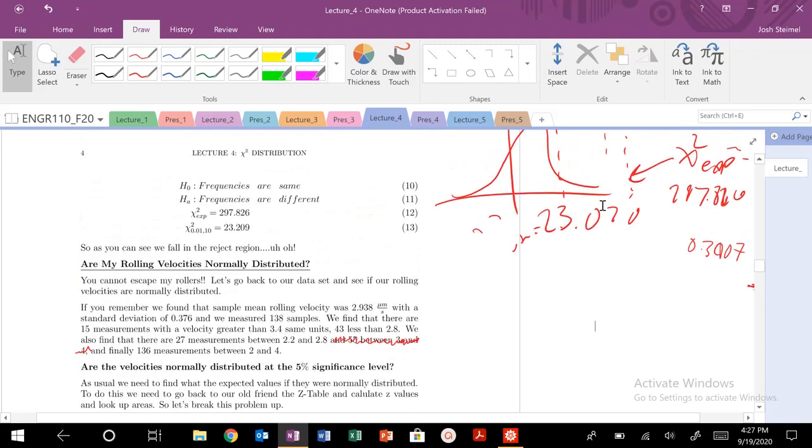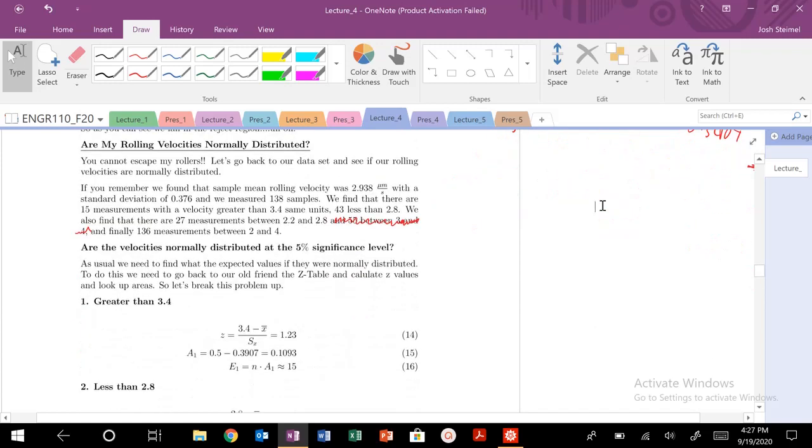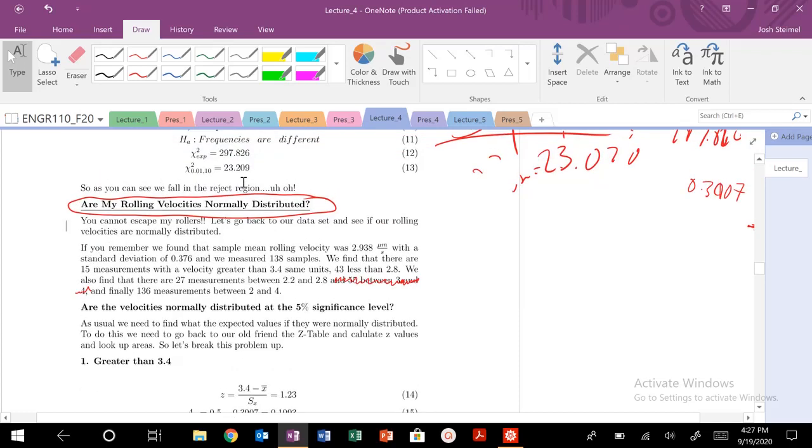We are back today, and we are going to use our chi-square distribution to answer the question: are my rolling velocities normally distributed? So we've done several examples of chi-square, looking at basically coin flipping, heads or tails, random number generators.